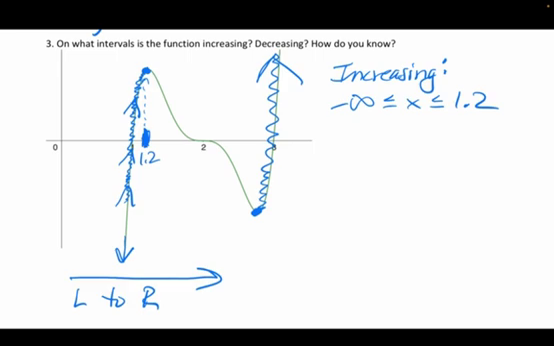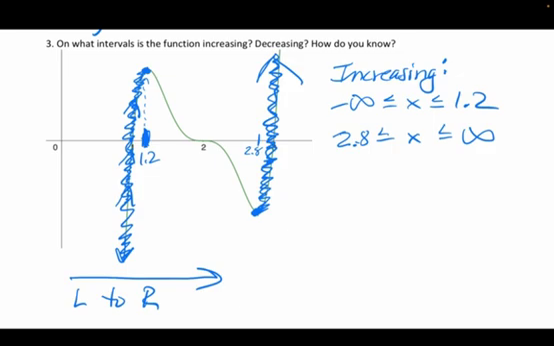So there's another part of this function that is increasing, and that is from this point, which I'm going to call about 2.8. It looks like x is about 2.8. So from 2.8 to positive infinity, this function will be increasing as well. So it's basically the two blue shaded areas. It's increasing from negative infinity to 1.2, and it's increasing from positive 2.8 to infinity.